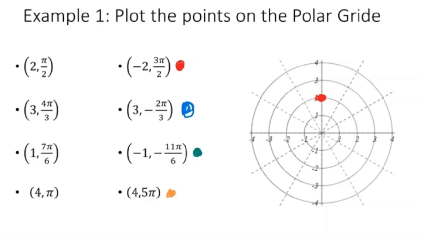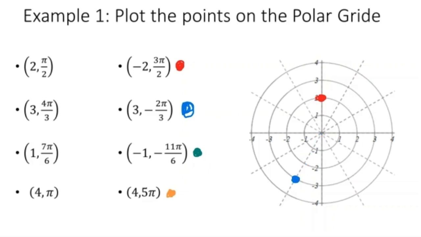Next, we'll plot (3, -2π/3). Negative 2π/3 means we're rotating clockwise 2π/3 radians, which would be located along the blue line that I just drew. Since our r is positive 3, that means we're 3 units away from the pole in the same direction as the -2π/3, which would be located there. And there's our point for (3, -2π/3).